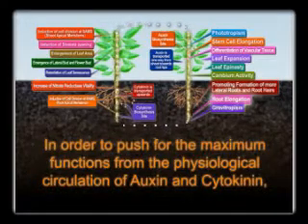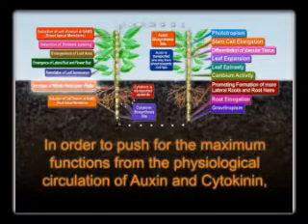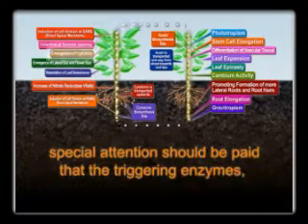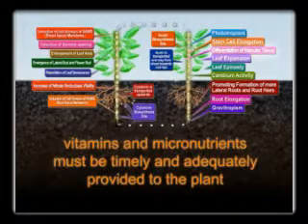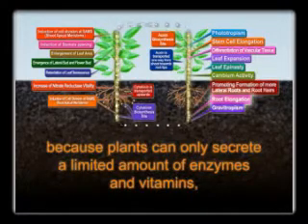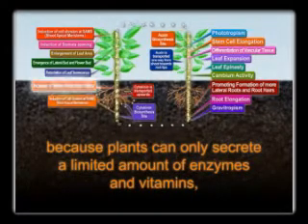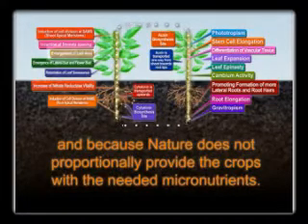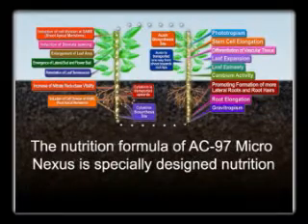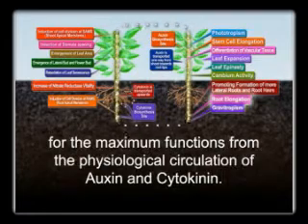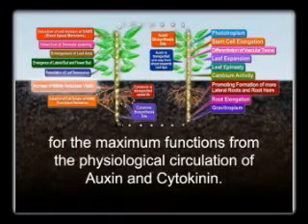In order to push for the maximum functions from the physiological circulation of auxin and cytokinin, special attention should be paid that the triggering enzymes, vitamins, and micronutrients must be timely and adequately provided to the plant because plants can only secrete a limited amount of enzymes and vitamins. And because nature does not proportionally provide the crops with the needed micronutrients, the nutrition formula of AC97 Micronexus is specially designed nutrition for the maximum functions from the physiological circulation of auxin and cytokinin.